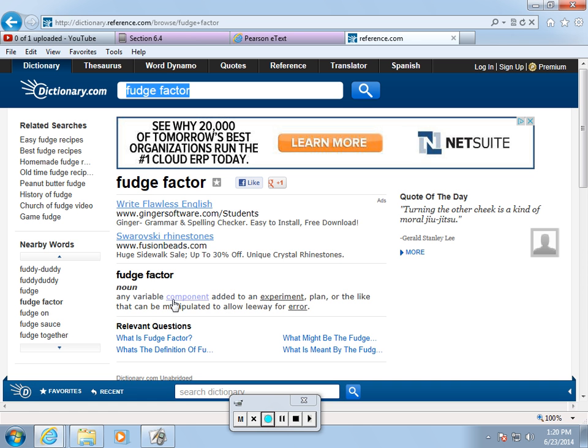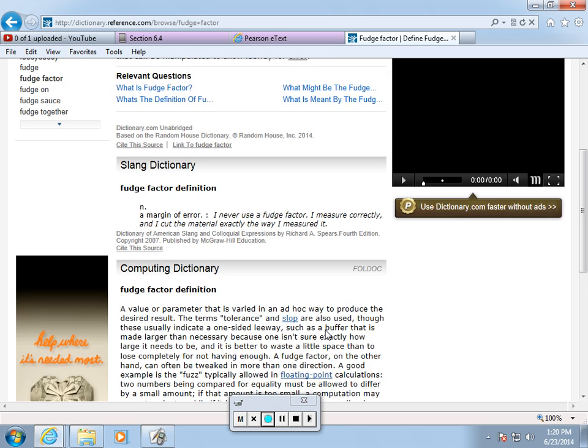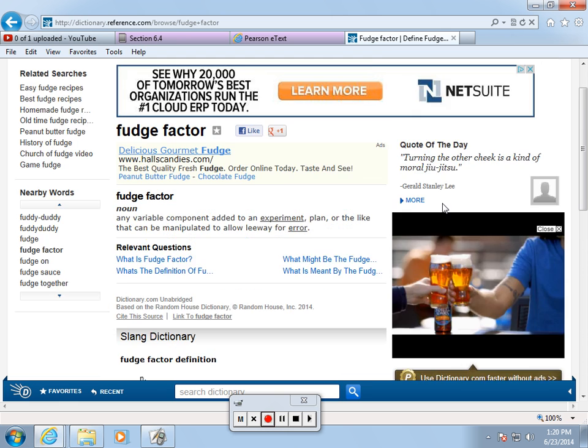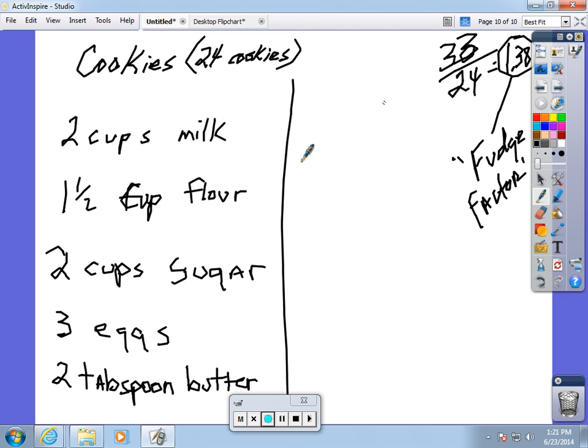Okay, here it is. Any variable component added to an experiment, plan, or the like that can be manipulated to allow leeway for error. That's more of a statistical fudge factor than a science fudge factor. So some of these things I make up, I don't make up. Y'all think I'm crazy, but I'm not. A value or parameter that is varied in an ad hoc way to produce the desired result. See, I'm not crazy.